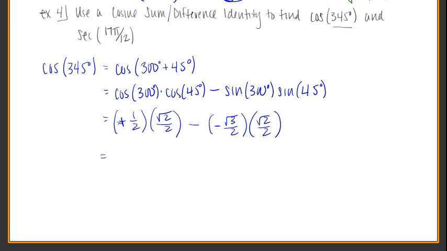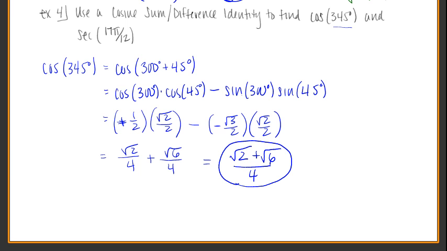Alright, so do what I do. Make sure you go back and double check, because we don't want to get the problem wrong just for a silly little sign thing. Let's multiply these two fractions together. Square root of 2 over 4 minus, change it to a plus because two negatives make a plus, square root of 3 times the square root of 2 is the square root of 6, all over 4. And since we have a common denominator, we can write that as the square root of 2 plus the square root of 6, all over 4.